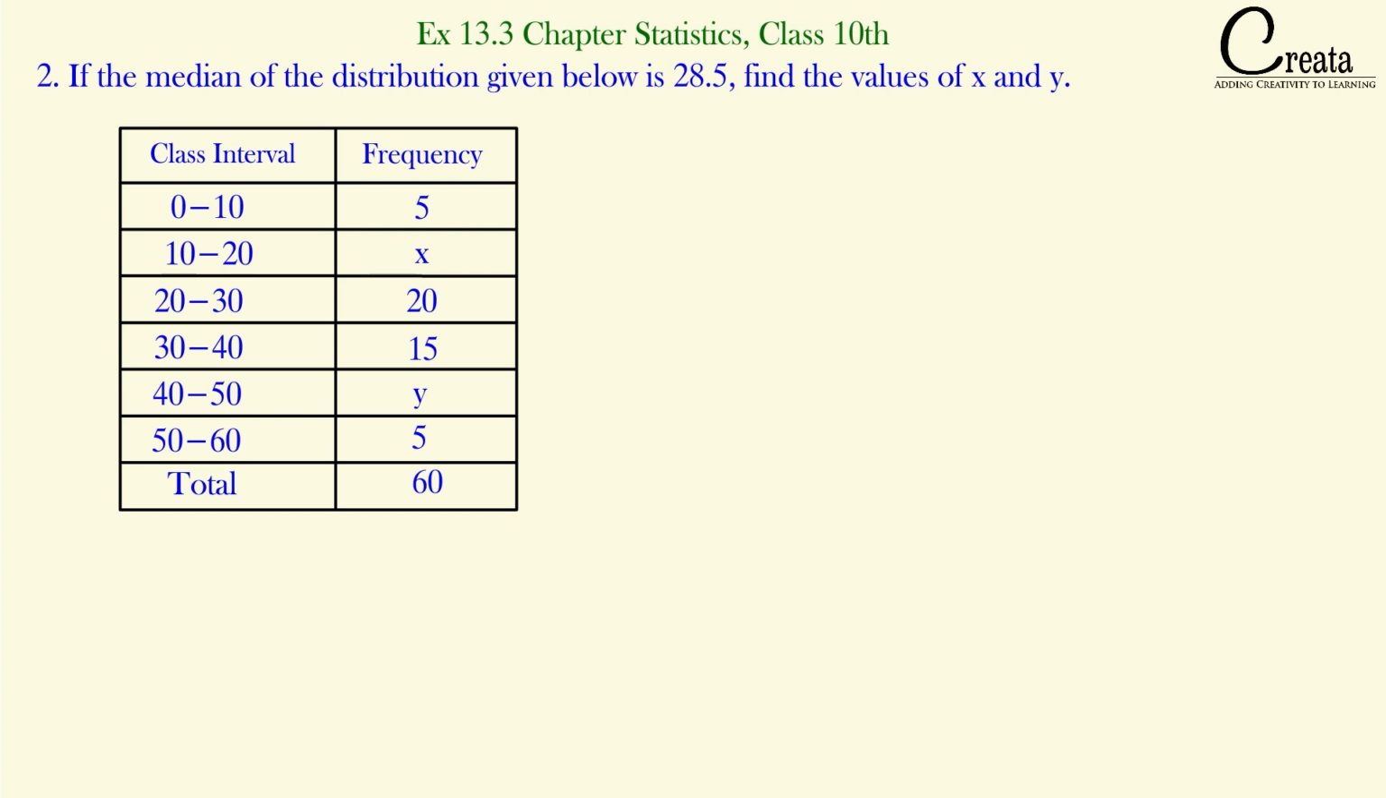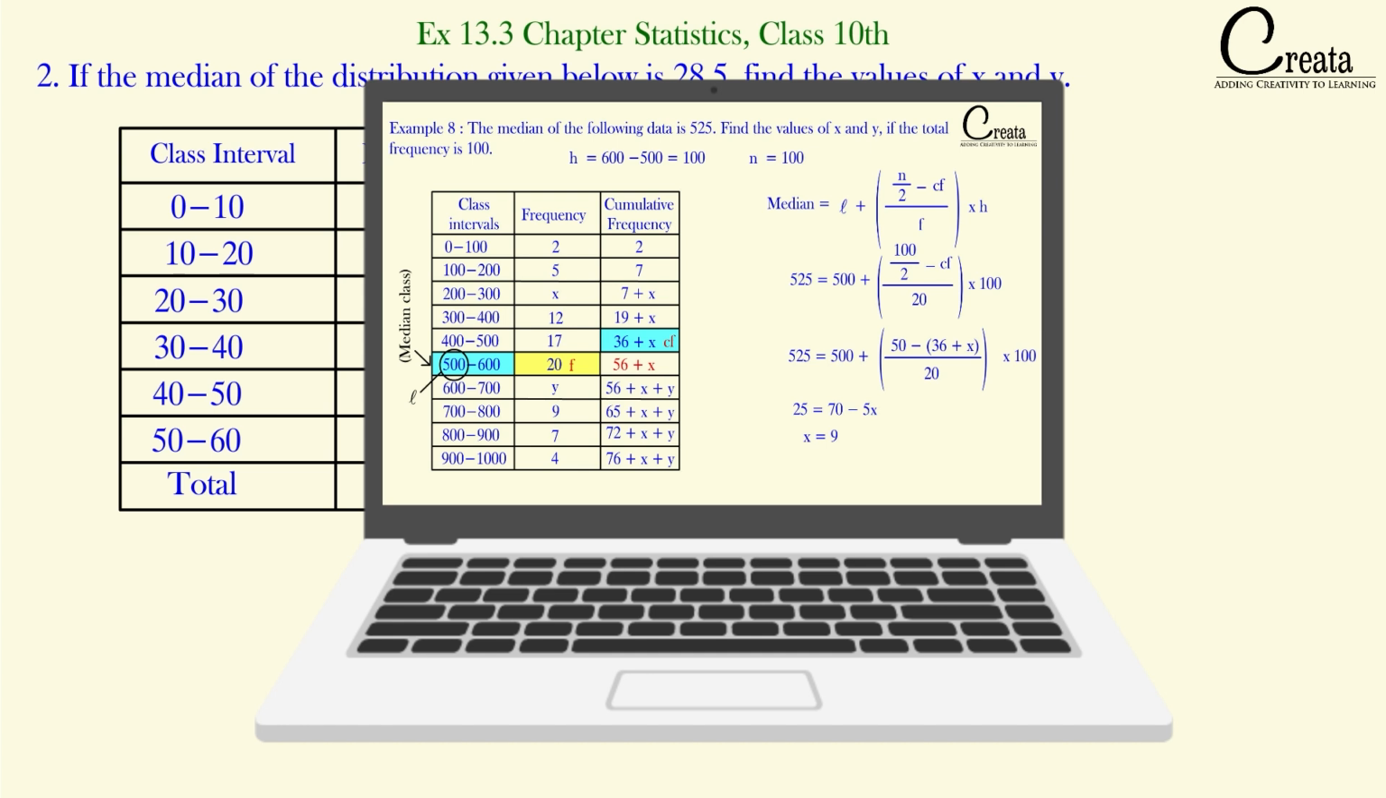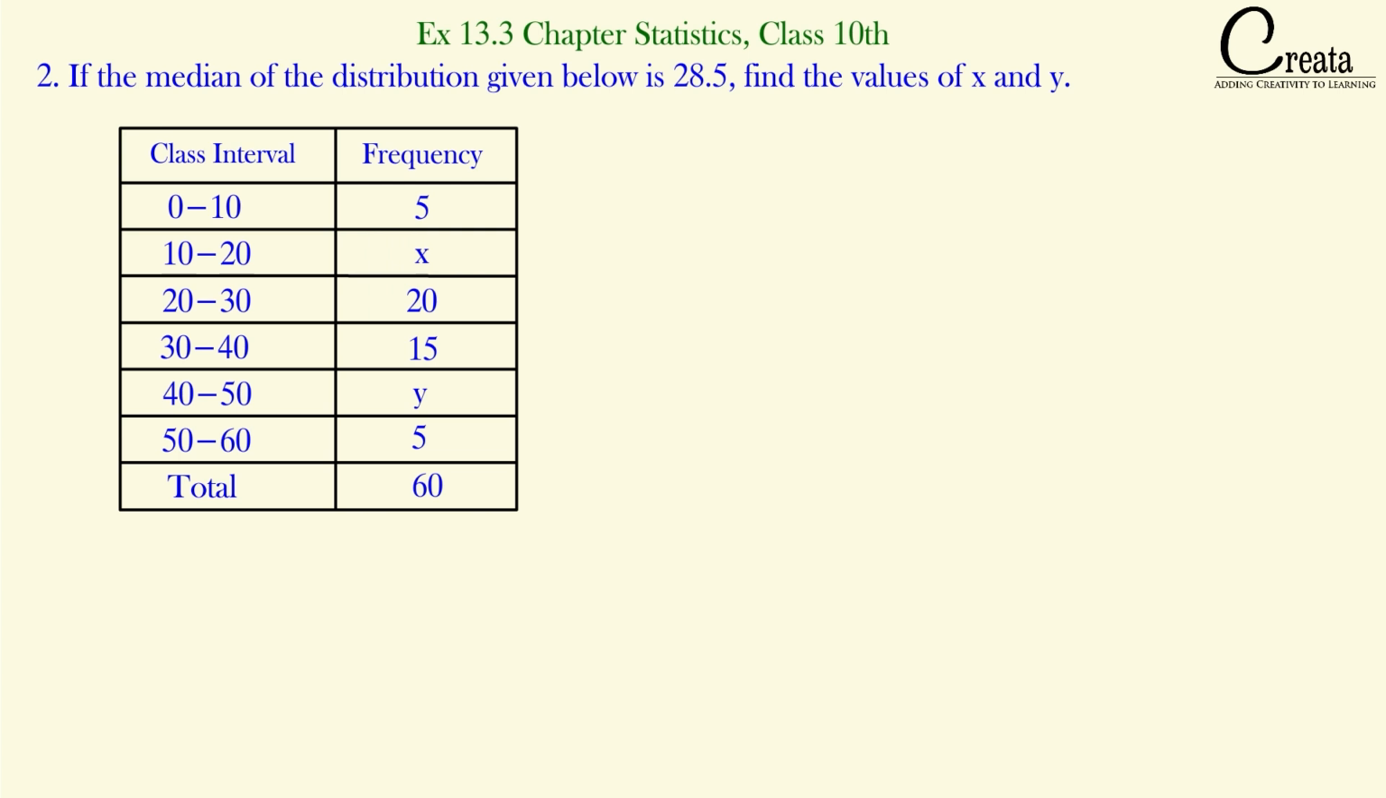In this question, the median of the given data is given as 28.5 and we have to find the missing values x and y. If you refer to the given table, we are having the missing values of x and y that we have to find. This question is similar to example number 8 that we have taken in the previous lecture. So we will go along the same line. Here the median is given, so we will not find the median. We will go in the reverse order.